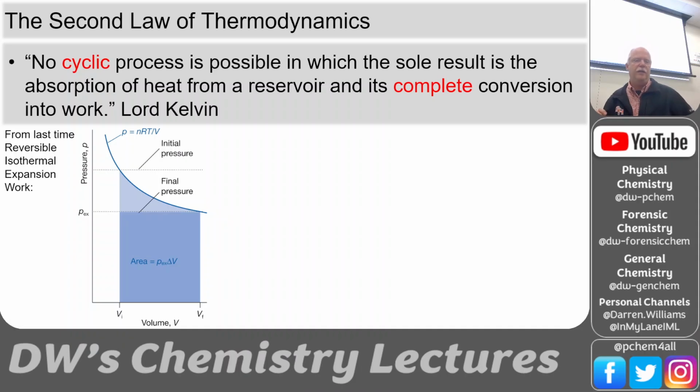And so this is a statement of the second law. No cyclic process is possible in which the sole result is the absorption of heat from a reservoir and its complete conversion into work. Now, we did have this example of isothermal reversible expansion work. So we're on an isotherm. This right here is the PV curve with constant temperature. So that's the isothermal piece.